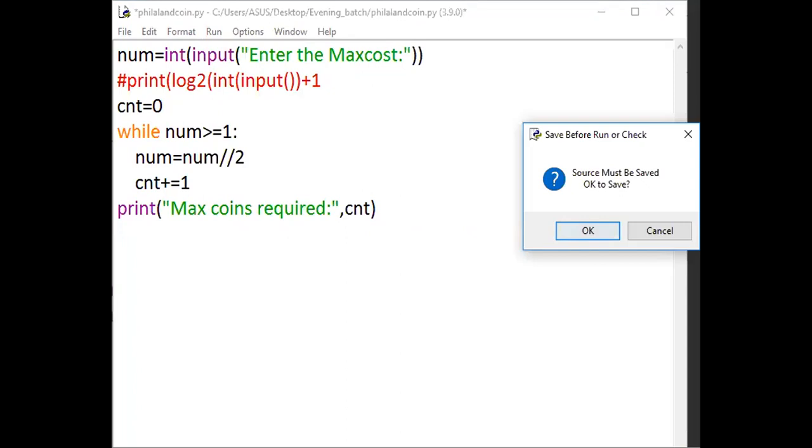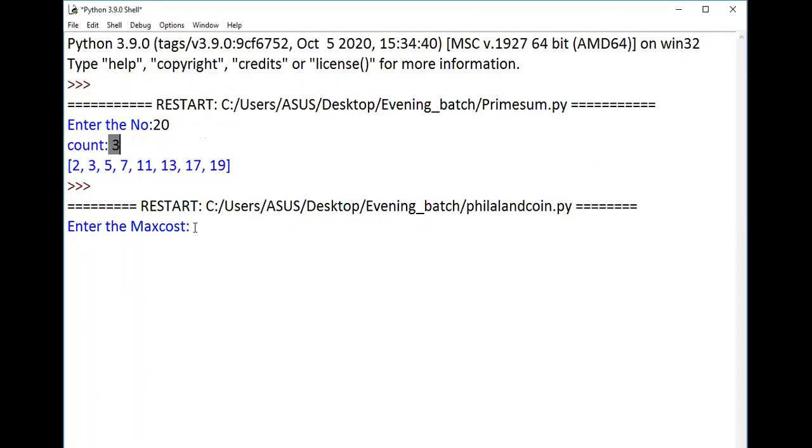So here, let us give the maximum cost like 10. For maximum cost 10, we know that it is required 4, right? So if at all you want to work with some other test case also, you can work with this, guys. Okay, it is very simple.